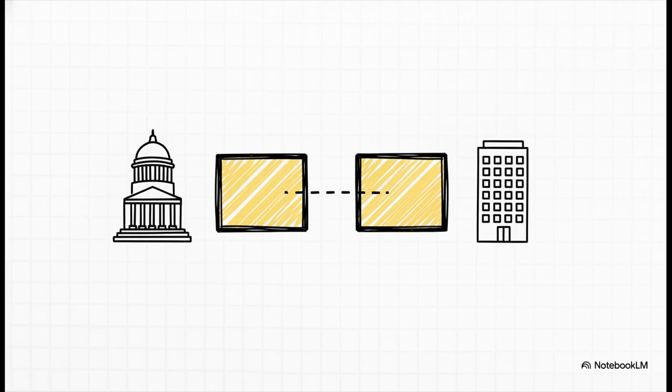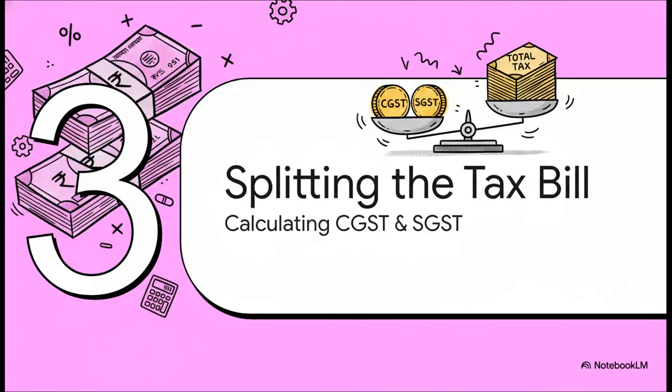And for these sales that happen within a state, the rule is super simple. The total GST rate is always split 50-50. So in our case, that 12% tax gets sliced right in half, 6% for the central government and 6% for the state government. Okay, so that's the theory. Now let's get back to the calculator and figure out the exact rupee amount for each of these tax components.